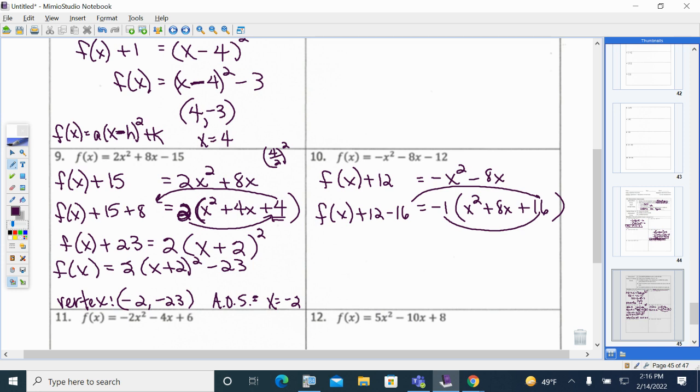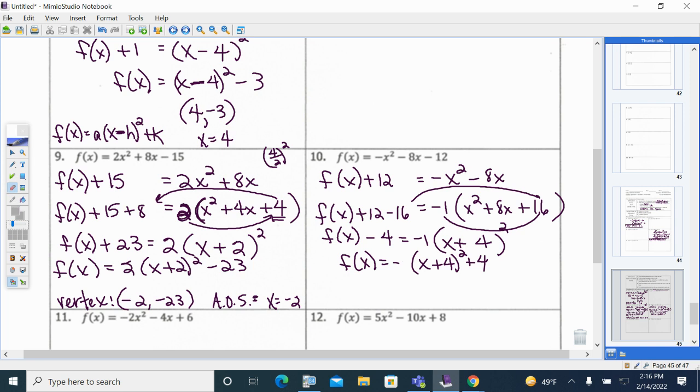And then on the left, we're going to combine 12 minus 16, which would be a negative 4 equals. I'm going to go ahead and factor. And I get (x plus 4) squared. And then the next step is to add the 4 to get your f of x alone, by itself. And you don't need that 1. I keep putting it for some reason, but it certainly isn't necessary to have it there.